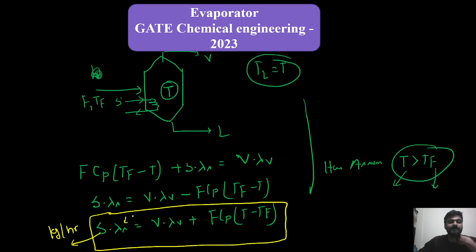Lambda V, which is the latent heat of vaporization, V will be in kg per hour again. F will be in kg per hour. Cp will be in kilojoule per kg Kelvin. So this is a very important relation for our energy balance.